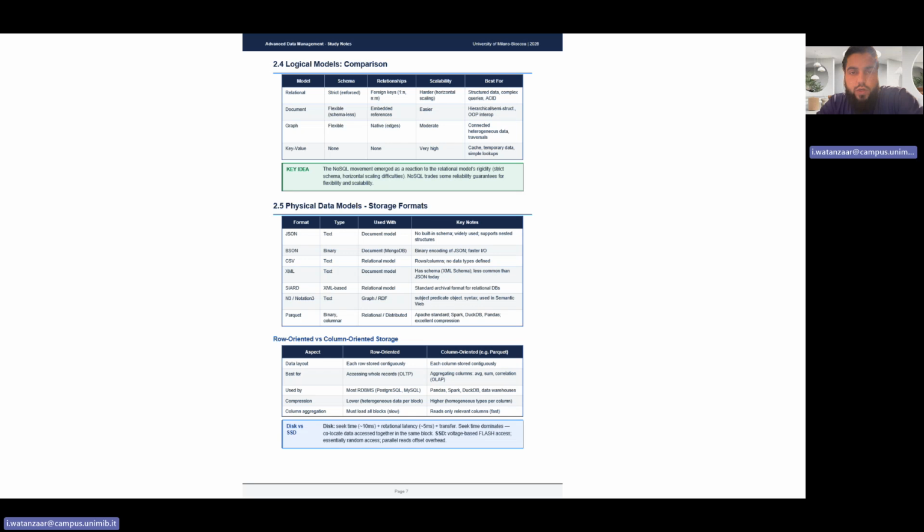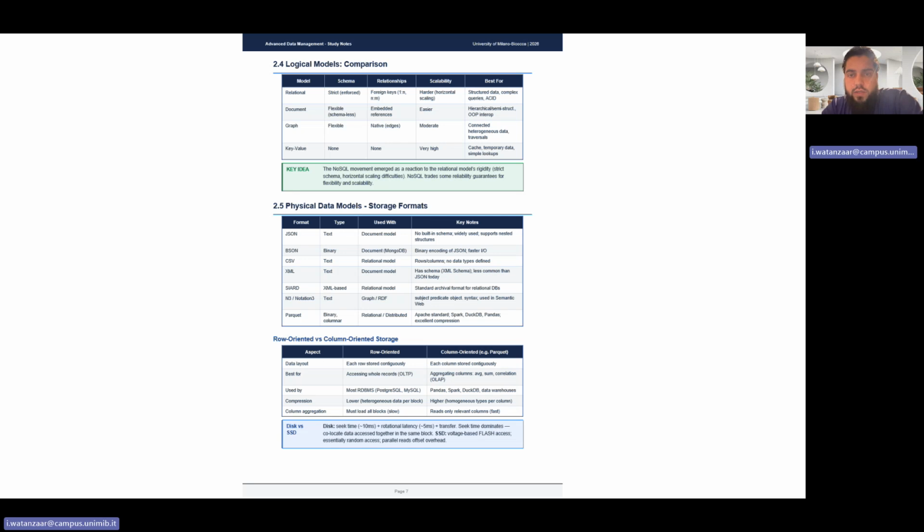So if we take the row-oriented, what is the data layout? Each row is stored contiguously, so rows are contiguous, like row-oriented. In the column-oriented, each column is stored contiguously. What is best for row-oriented is accessing the whole record, online transactional processing. So it's mainly used for OLTP, like recording whole records, online transactional processing.